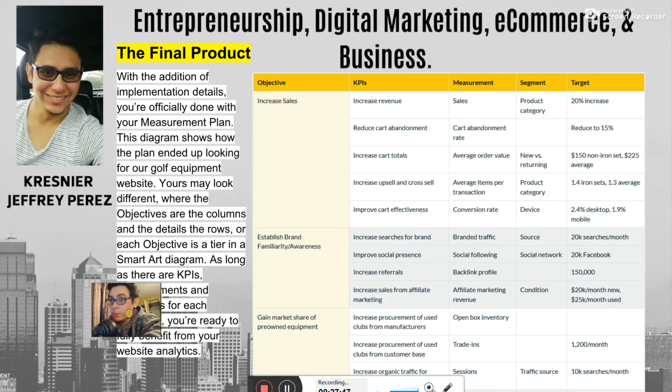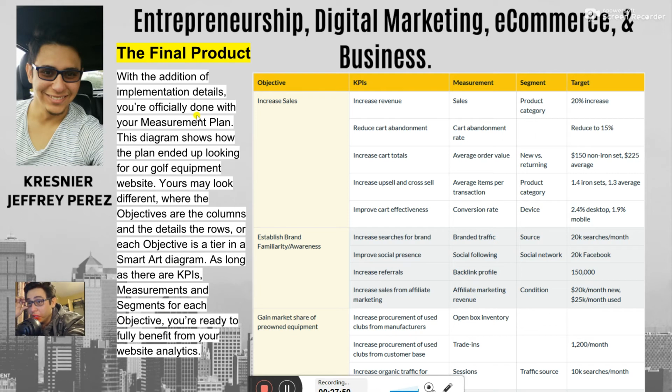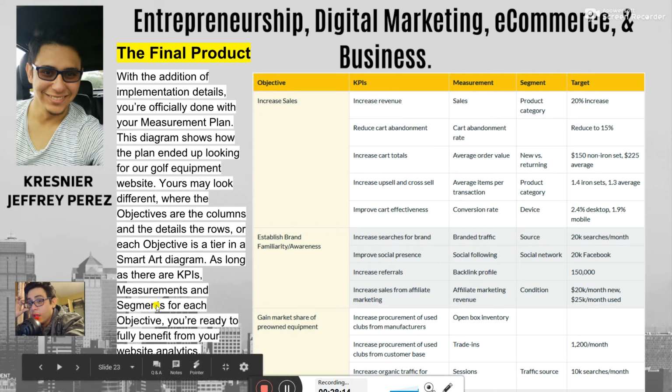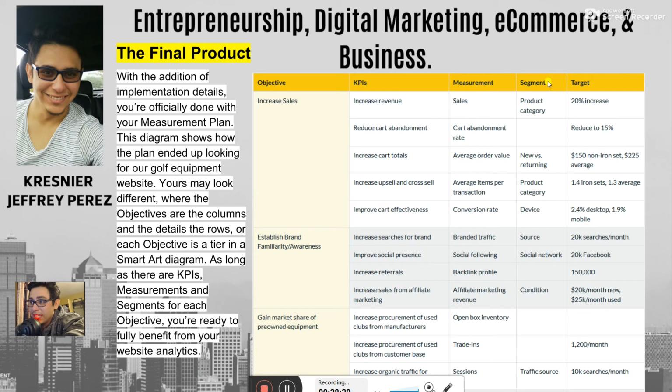So the final product. With the addition of implementation details, you're finally done with your measurement plan. This diagram shows how the plan ended up looking for our golf equipment website. Yours may look different, with the objectives as columns and details in the rows, or each objective as a tier in a SmartArt diagram. As long as there are KPIs, measurements, and segments for each objective, you're ready to fully benefit from your website analytics. So you will see how things are broken down even further, from the objective to the KPI to the measurement to the segment to the target.